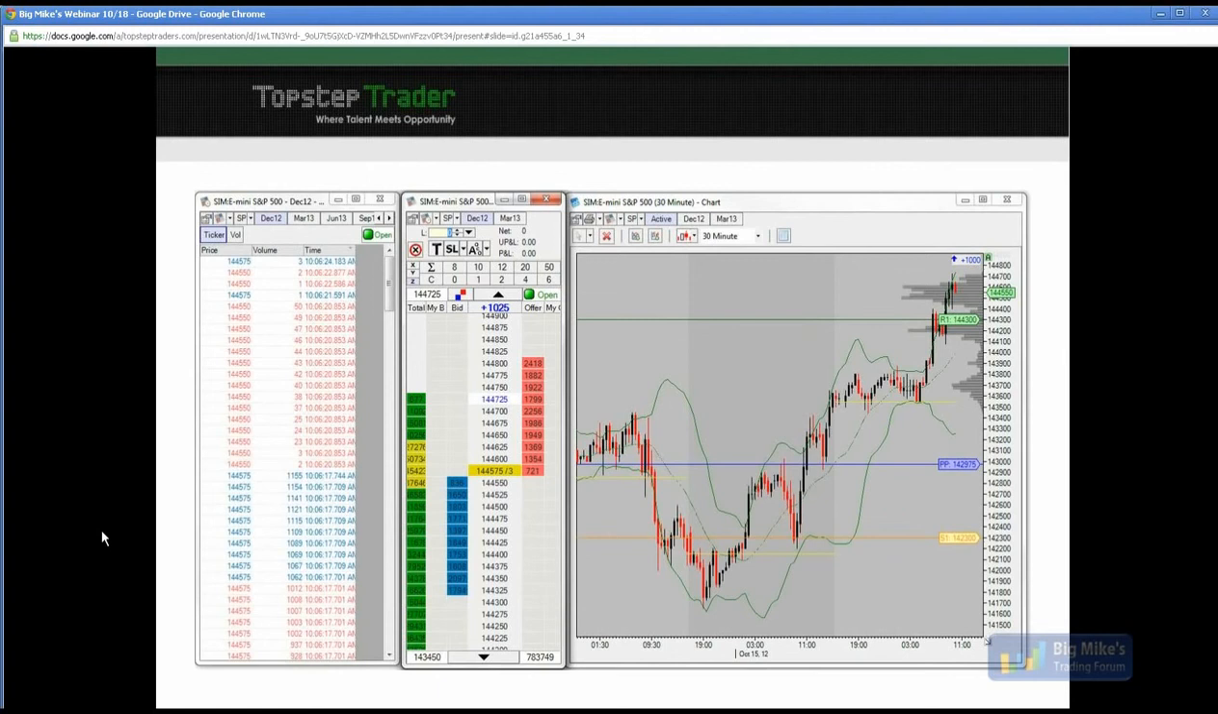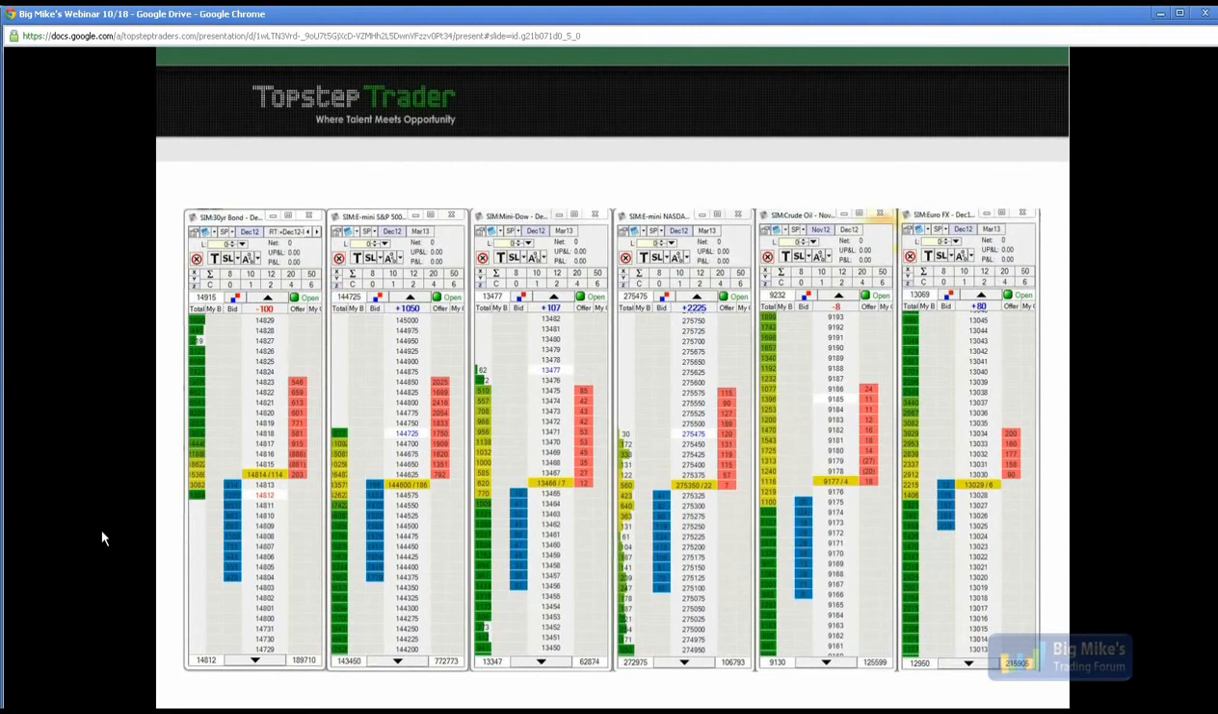Walking around the trading floor, looking at floor traders on their screens, and this is what we see in a lot of cases.